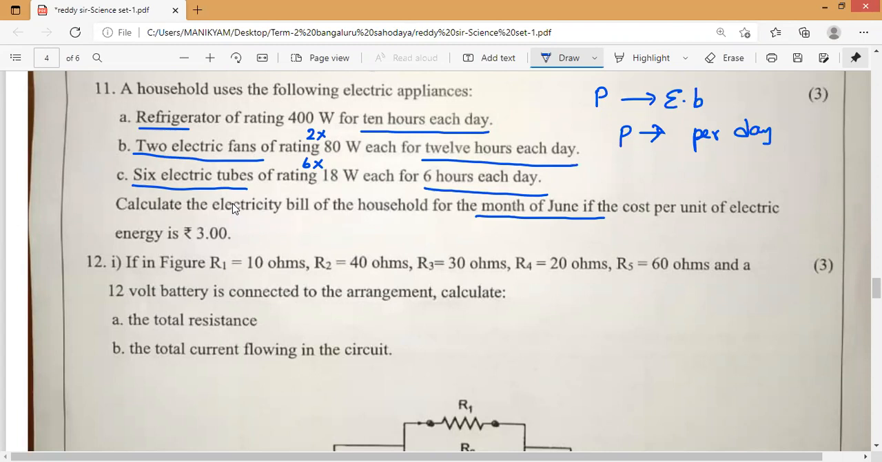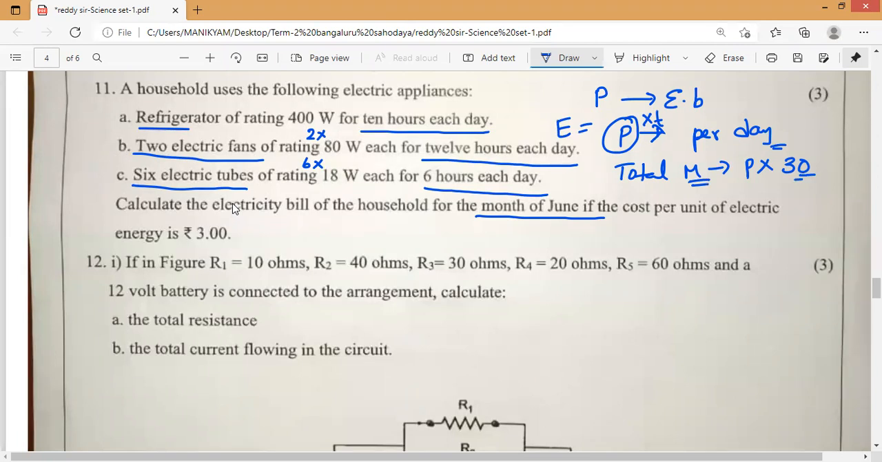Some months have 31 days. That is also something you have to remember. So per one day if we calculate, later we have to calculate total energy per month. So we have to multiply the per day energy consumption by 30 days. Power into time gives us the energy. So that is what you have to do. The total energy consumption per day, and then total energy consumption per month, you multiply with 30 because it is June.